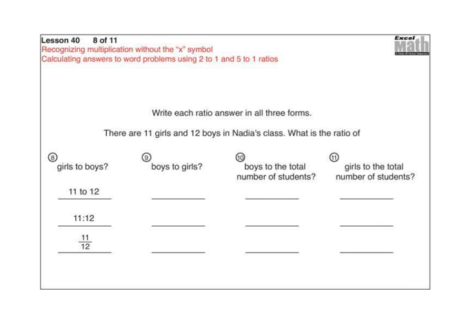All right, here are some ratios that we're going to write. It says write each ratio, answer in all 3 forms. There are 11 girls and 12 boys in Nadia's class. What is the ratio of girls to boys? Girls to boys, 11 to 12. Notice this is the number for girls, that's the number for boys. 11:12 or 11 over 12.